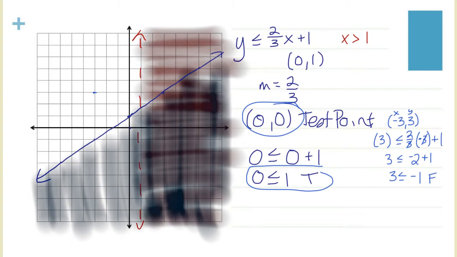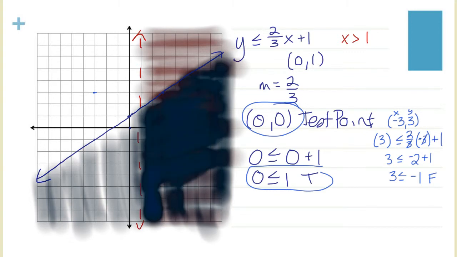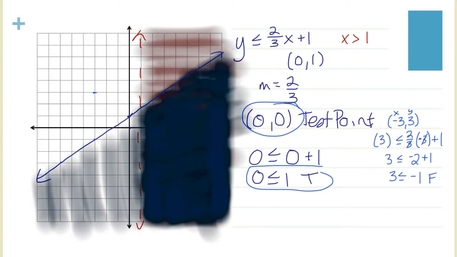So where is my answer? My answer is where the blue and the red overlap. So I'm going to do it really dark so that there is no confusion that this is where my answer is. That's my answer. Remember, it keeps going forever.